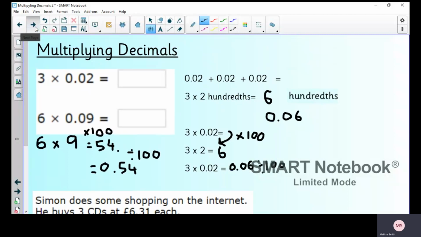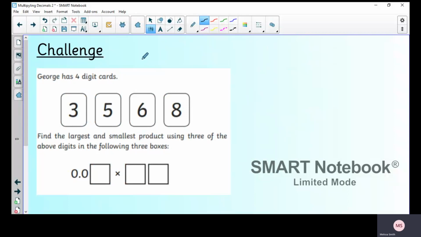Let's have a look at our challenge questions. We've got one question today. Again, it's quite a more open-ended question. It might take you a little bit of a while to work out what is the largest product and what is the smallest product you will get from using any 3 of these digit cards. Now, a product is the answer when 2 numbers are multiplied. So this is what you want. You want to use these number cards to find the smallest answer possible and the largest answer possible.